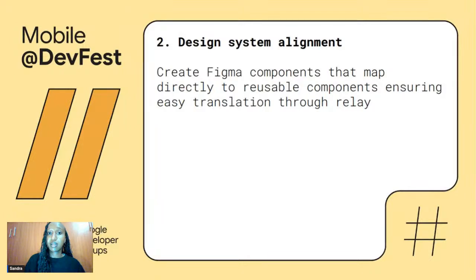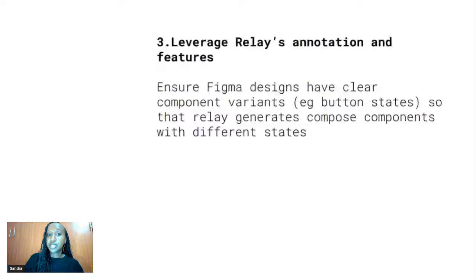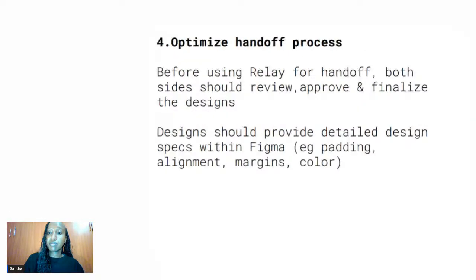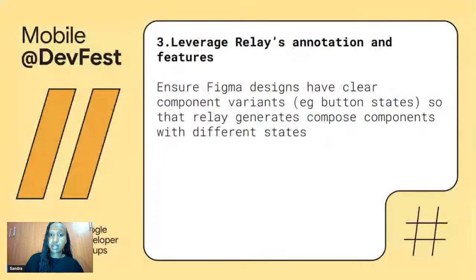And that one, leverage Relay's annotation and features. So ensure Figma designs have clear component variants, like for example, button states, just as I mentioned. So that Relay generates, sorry, also that Relay generates composed components with different states. As I've shown in the parameter section back when we were creating the designs in Figma, we have different categories and parameters. They're called interaction handlers, yeah, as I mentioned earlier. These are the interaction handlers that make your UI not static, if I can say that.